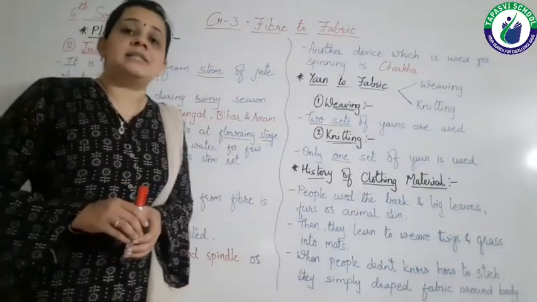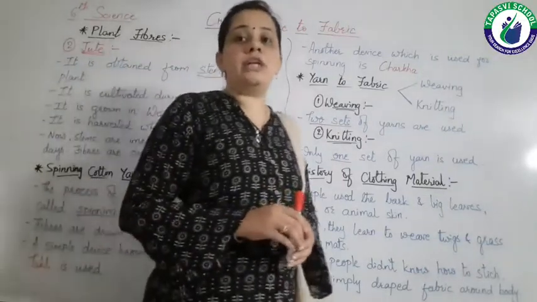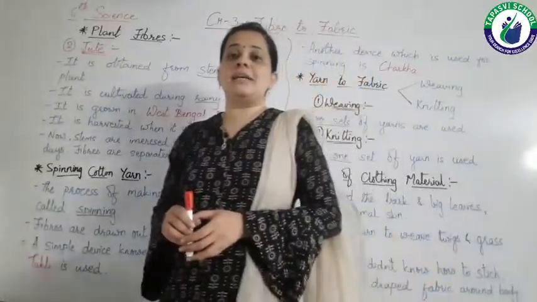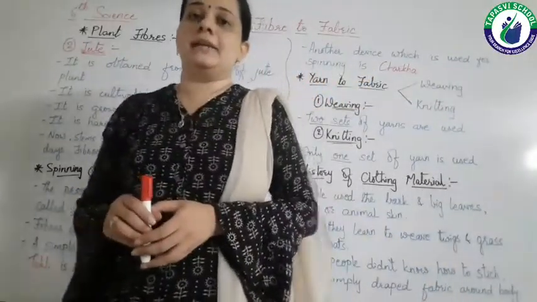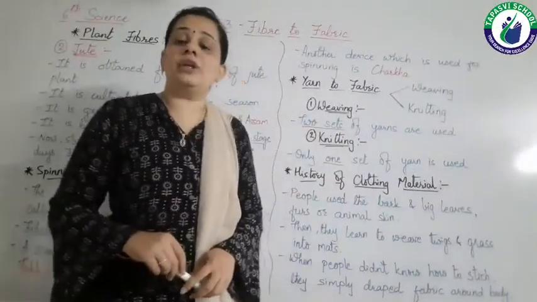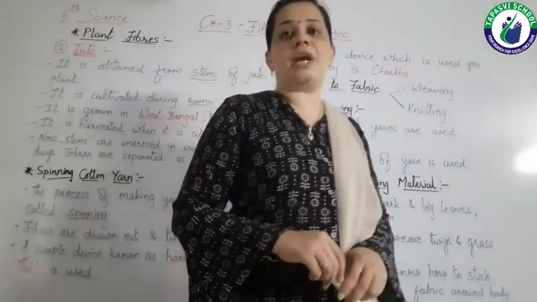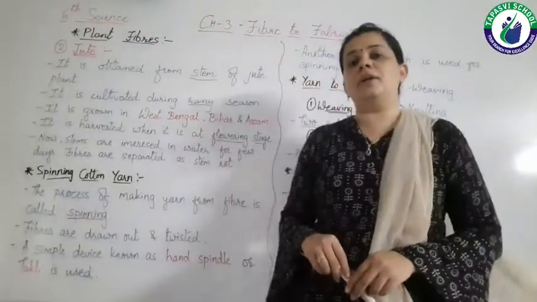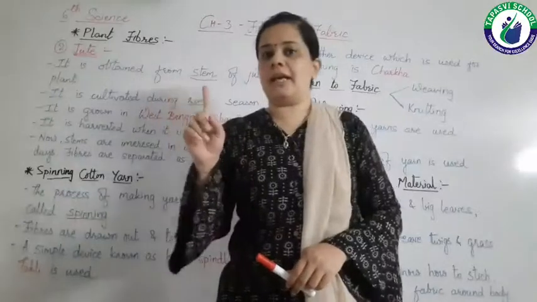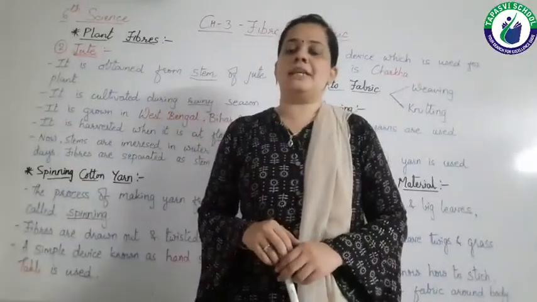In the 7th standard, you are going to learn about animal fibers, that is wool and silk. In the next lecture, we are going to start the new chapter, chapter number 4. Till then, don't go outside, stay at home, stay safe.